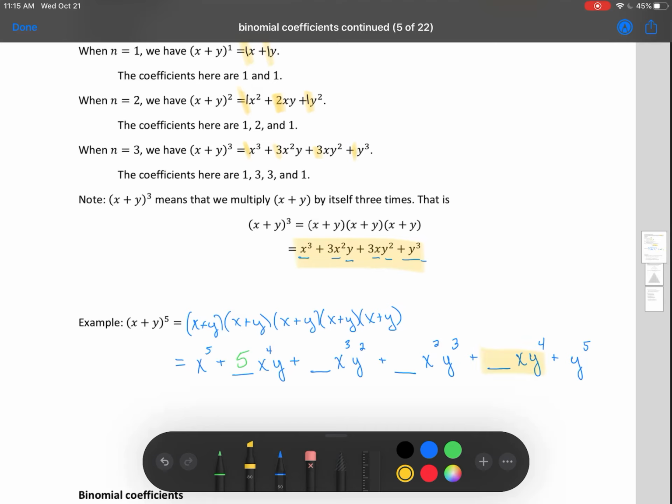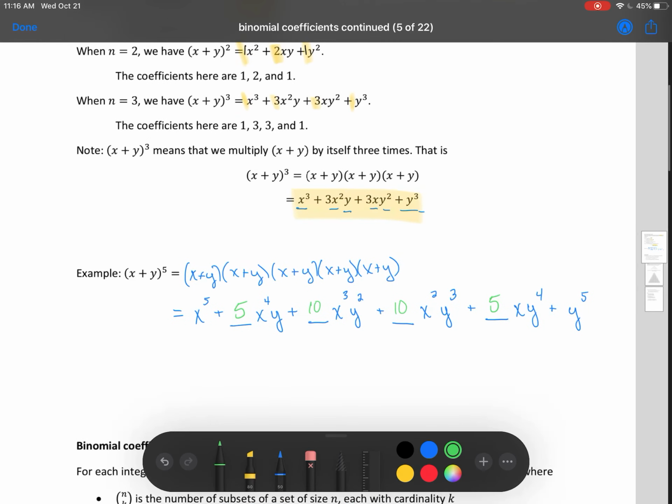Likewise, thinking about it from the opposite side, when we look at the x times y to the 4th, we need, again, of these 5 terms, exactly one of them to give us an x, and the rest will give us a y. And since there's 5 terms to choose from, there are 5 ways to choose which term gives us an x. All right, I'll go ahead and spoil it for you that there's a 10 here and a 10 here. There's 10 ways that we can choose 3 terms to give us an x, and there's 10 ways that we can choose 2 terms to give us an x.